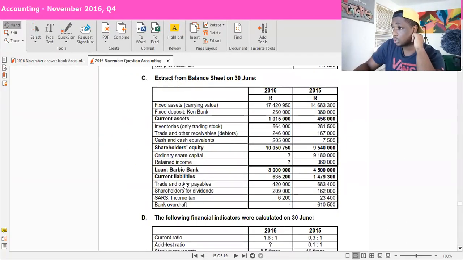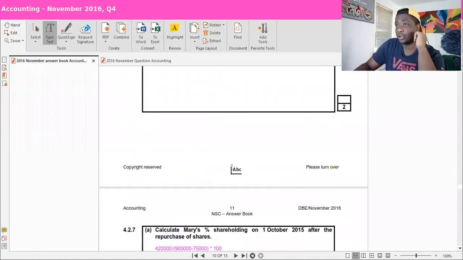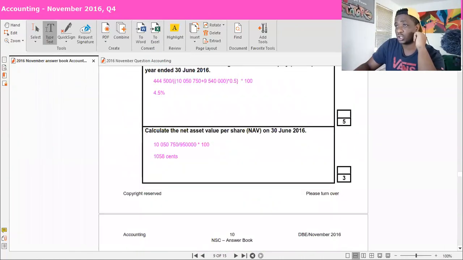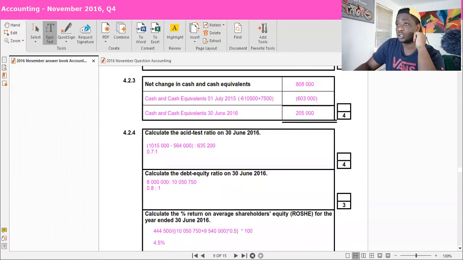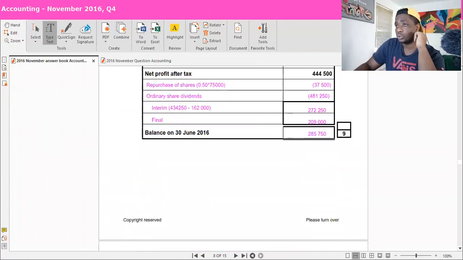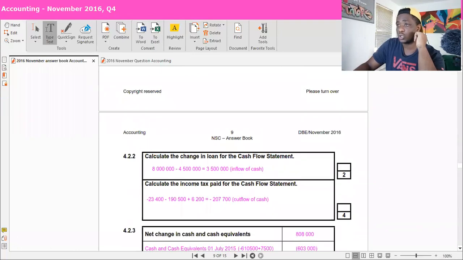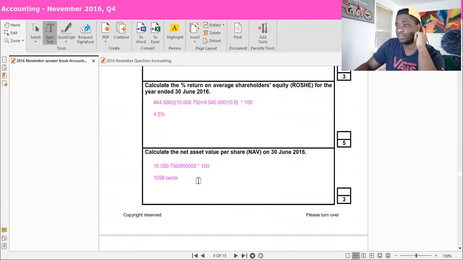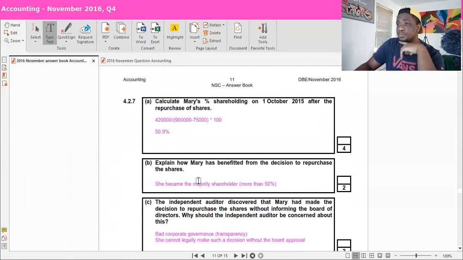If you look, the loan was 4.5 million at the beginning of the year, and now we're sitting at 8 million. We also did calculate the difference in the previous question, so you just have to look at the previous videos, what we had calculated. This was calculate the change in loan in the cash flow statement. So we'd have 3.5 million, right?